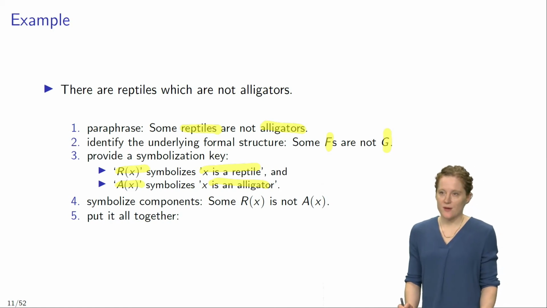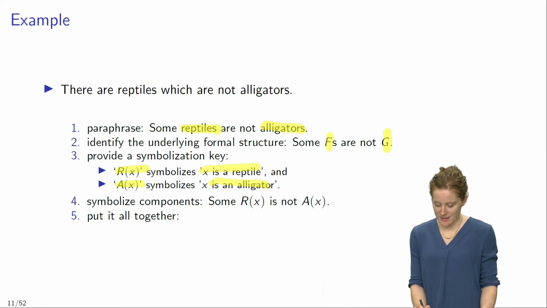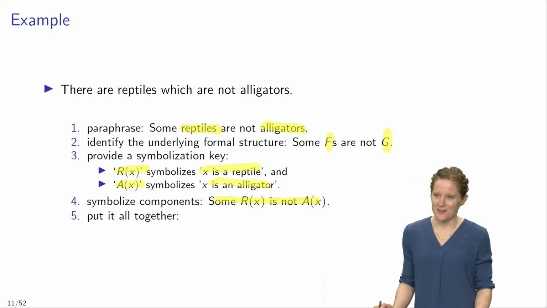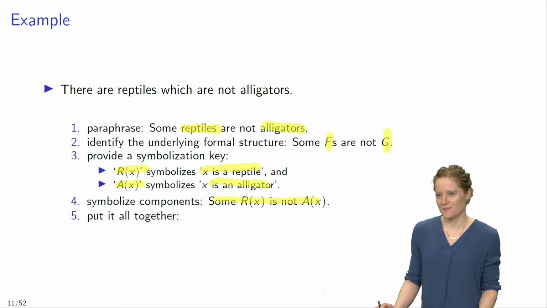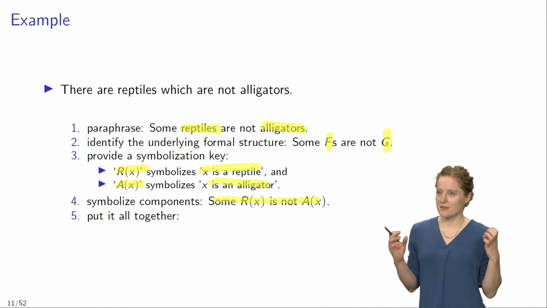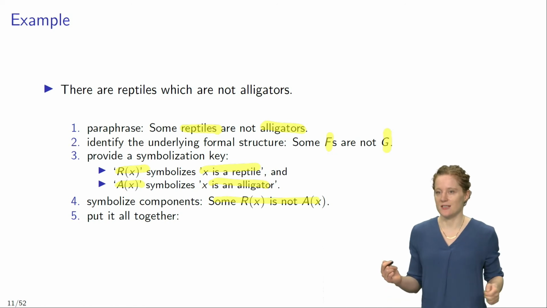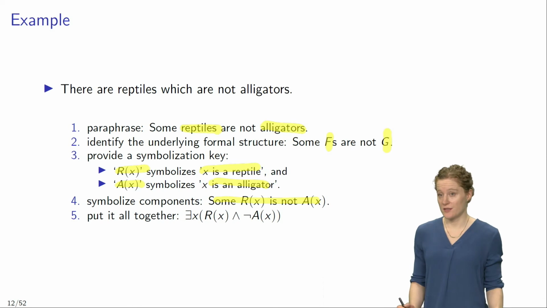And so if we symbolize our components F and G, that gives us as an intermediate result the sentence: some x's, which are not A. Some Rx is not Ax. So this is not our final sentence, this is just an intermediate step where I've taken the general formal structure of our sentence and symbolized the two components F and G. And then in the final step, we put it all together.